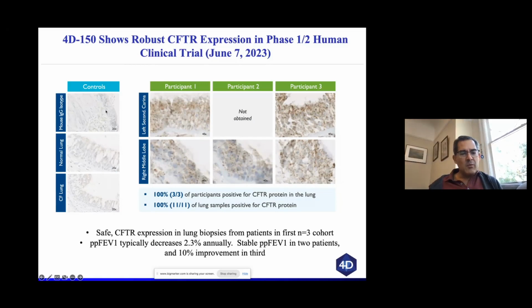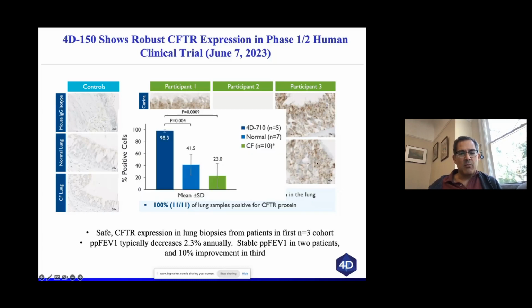So in control human lung samples, you can see there is no immunoreactivity. This is CF immunoreactivity. There's no reactivity against CFTR. However, in biopsy tissue from 3 patients, you can see high levels of expression of the CFTR protein. And quantification of this indicated that 98% of the cells within these biopsy tissues were expressing CFTR. So expression was safe in that there have been no adverse events within patients. It's been very well tolerated.